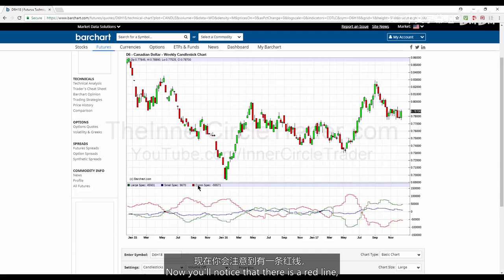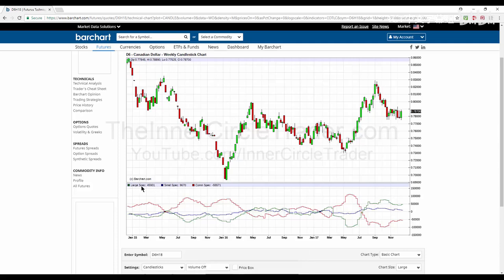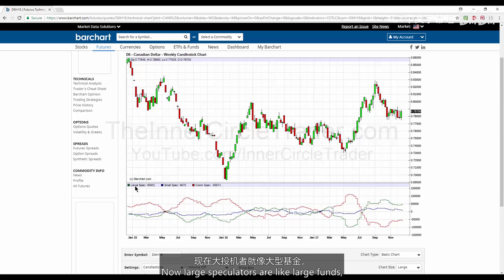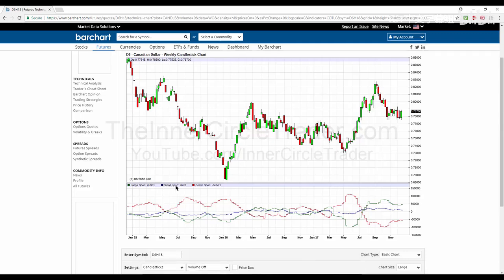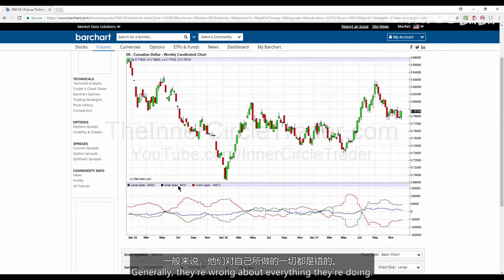Now you'll notice that there is a red line, which is commercial speculators. There's a dark blue line, which is small speculators. And there's a green line, which is large speculators. Large speculators are like large funds, large private traders. Small specs are like anyone else in the retail world. Generally, they're wrong about everything they're doing. And the commercials are many times diametrically opposed to this group over here, the large specs.